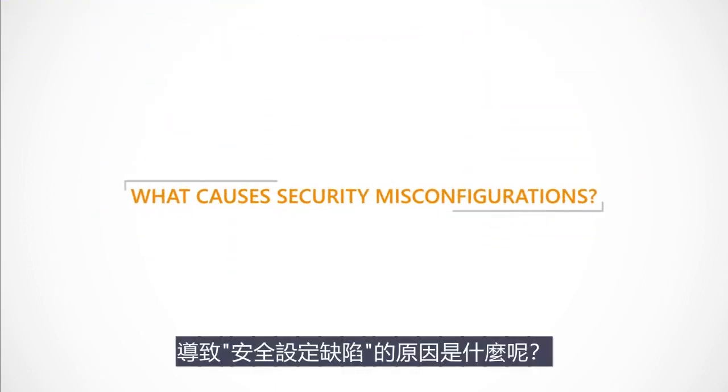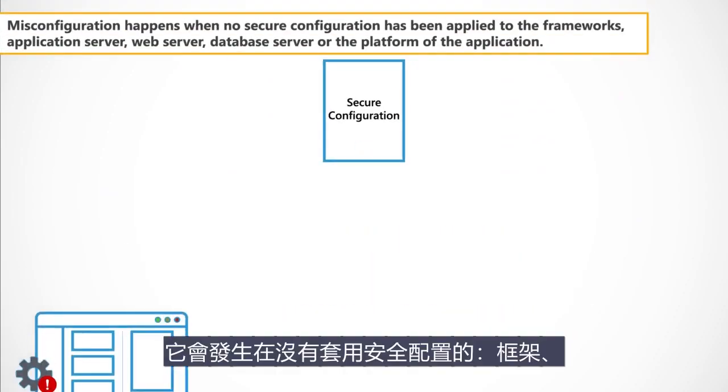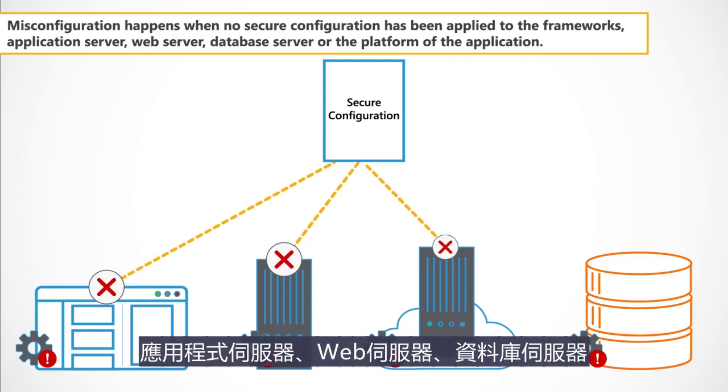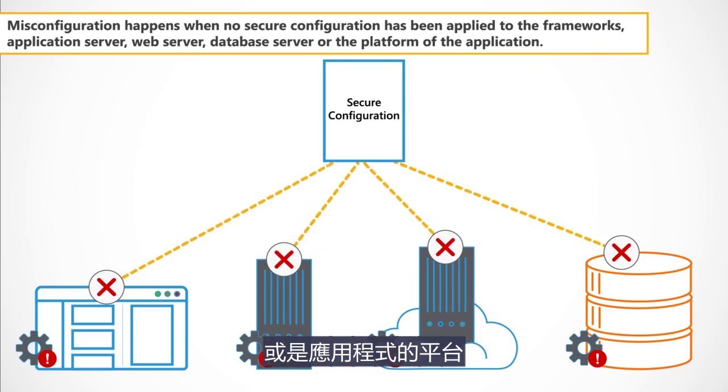What causes security misconfigurations? Misconfiguration happens when no secure configuration has been applied to the framework's application server, web server, database server, or the platform of the application.